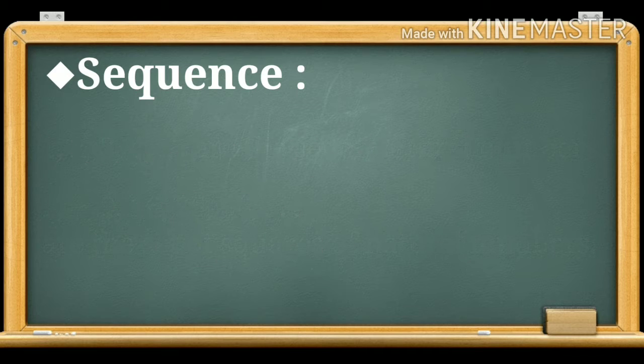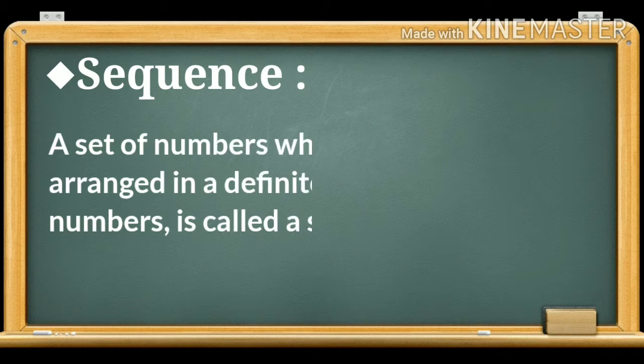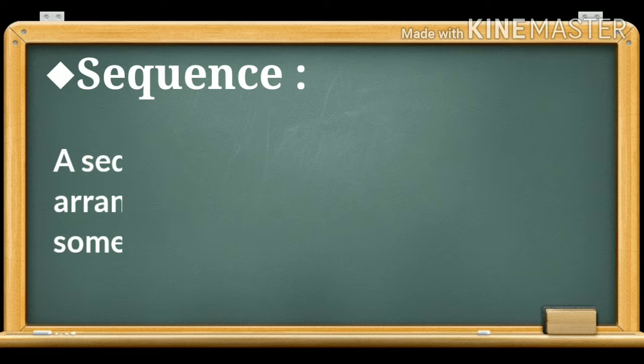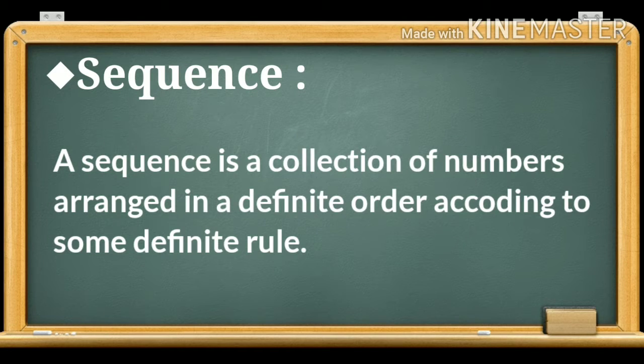So, the definition of sequence is a set of numbers where the numbers are arranged in a definite order like the natural numbers, is called a sequence. Means a sequence is a collection of numbers arranged in a definite order according to some definite rule. In a sequence, a particular number is written at a particular position.